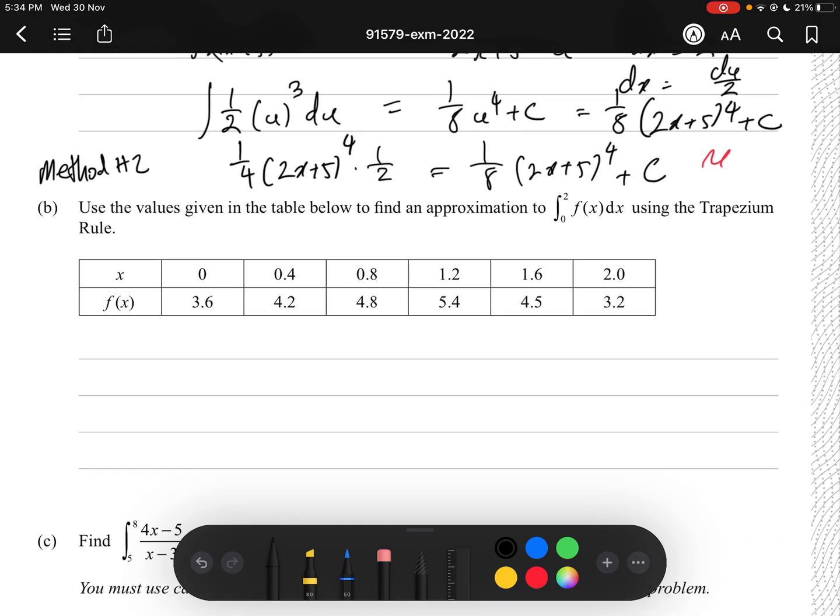Use the values given in the table below to find an approximation to the integral from 0 to 2 of f of x dx using the trapezium rule. So the trapezium rule in this case is if we draw trapeziums for all our sections, the sections on both ends are only going to be counted once, but every section in the middle is going to be counted twice because of the overlaps. So in this case, we're going to sum 2 times everything in the middle, and 1 times the ends.